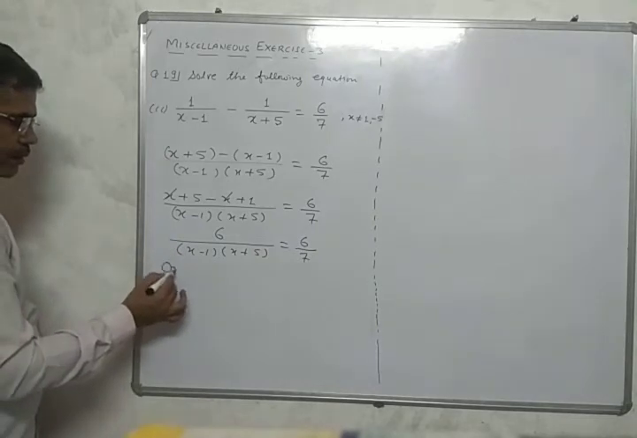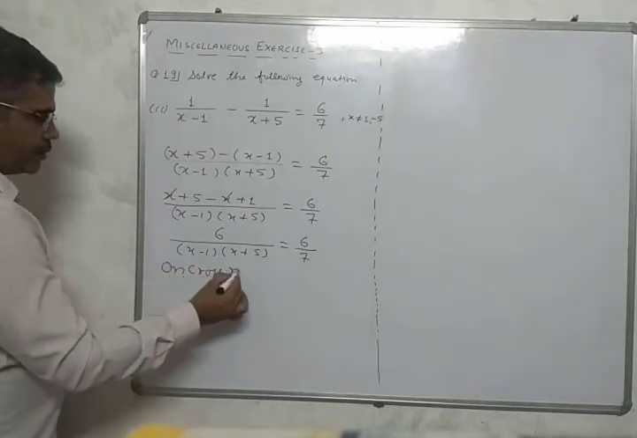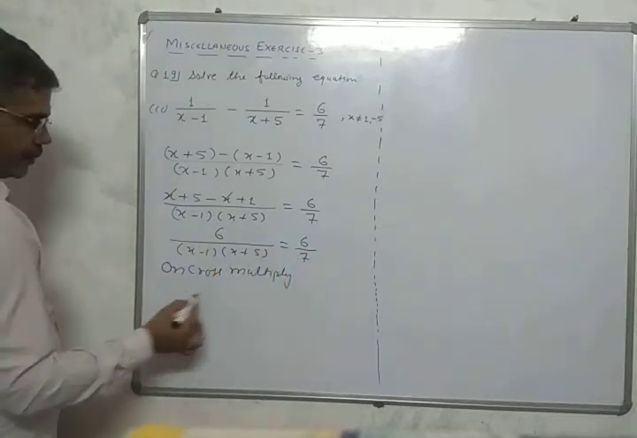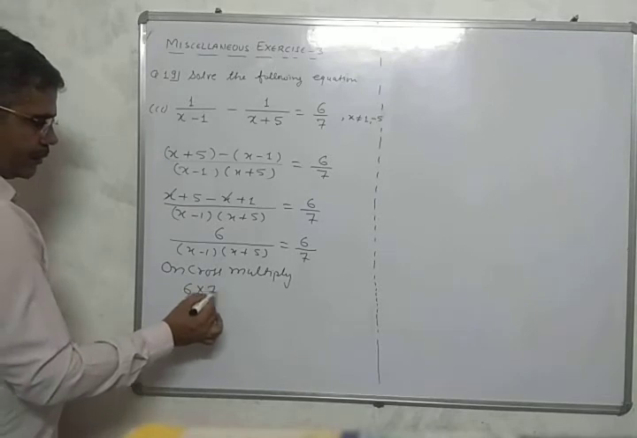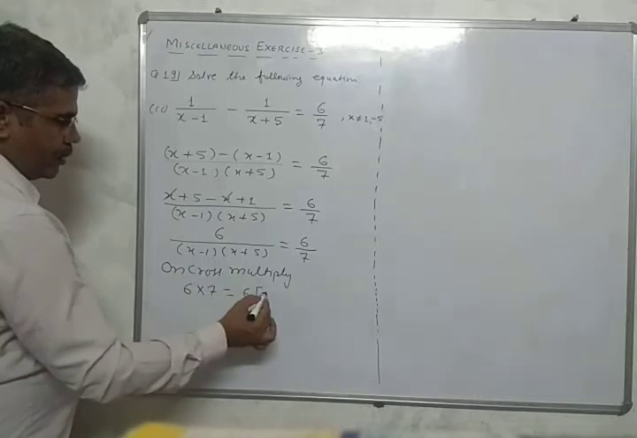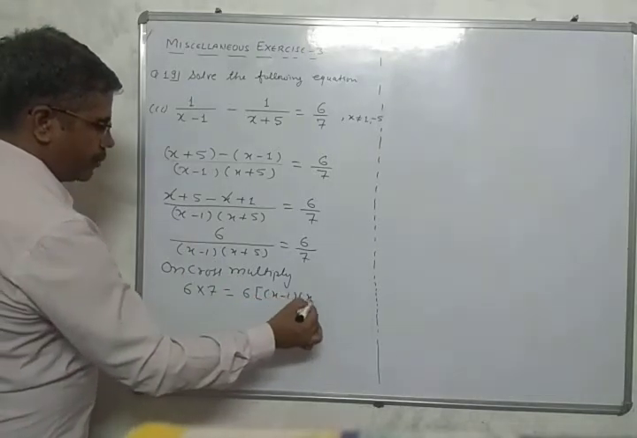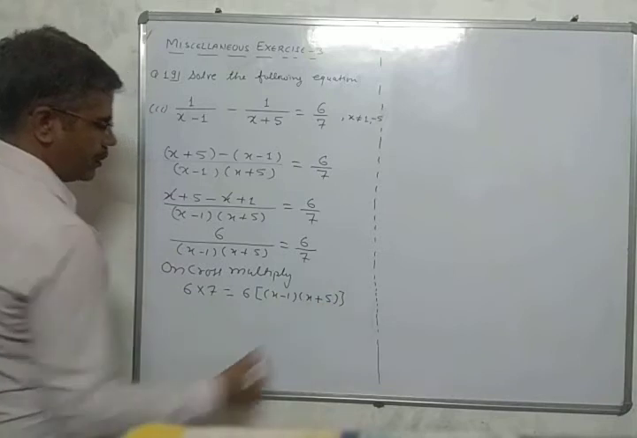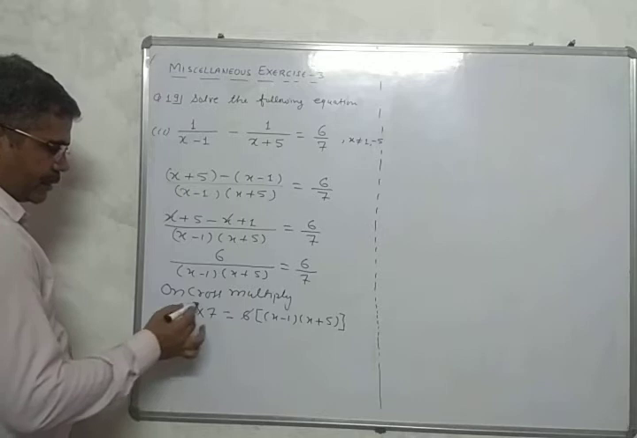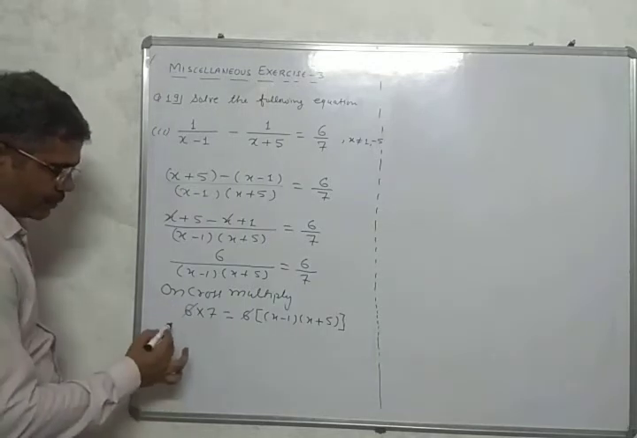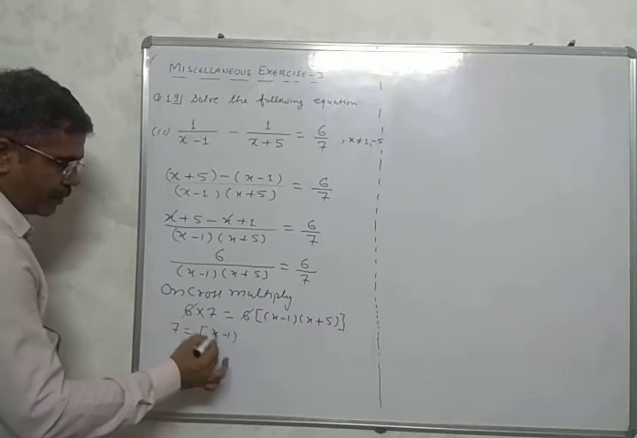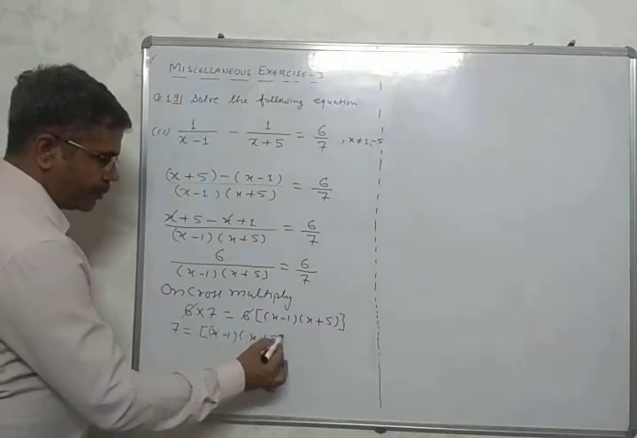On cross multiply, we have 6 into 7 equals to 6 into x minus 1 into x plus 5. 6 and 6 cancel out. We have 7 equals to x minus 1 into x plus 5.